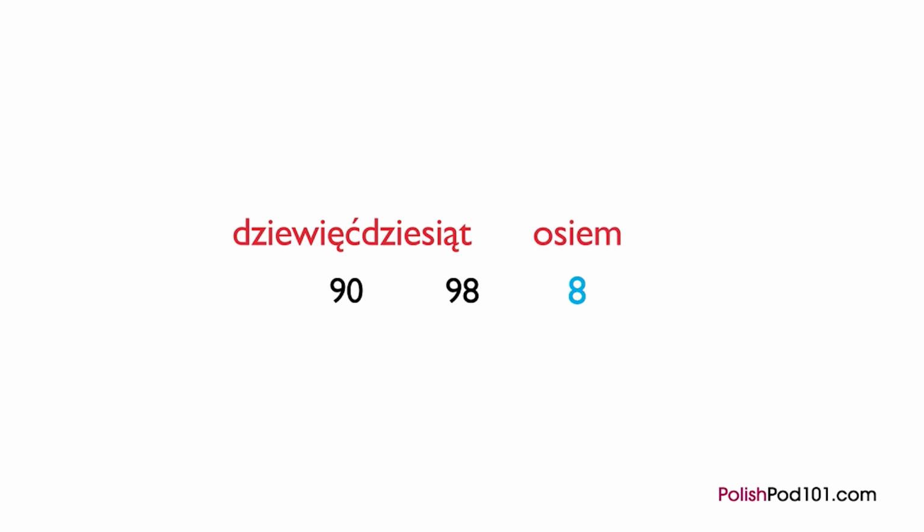Let's take it step by step. 50 is 50. And then add 6. 56. Isn't that easy? Let's make another number, for instance, 98. Take 90, and add 8. 98. After only 2 lessons, you are now able to count to 100 in Polish.